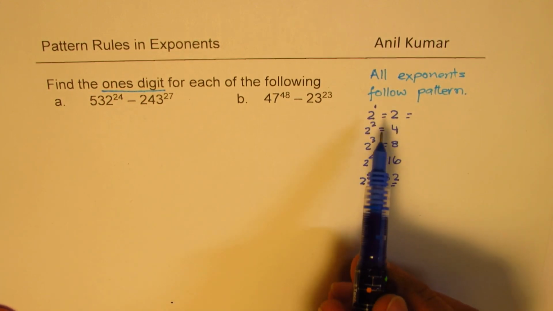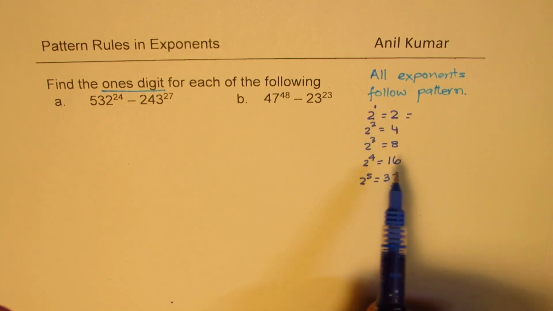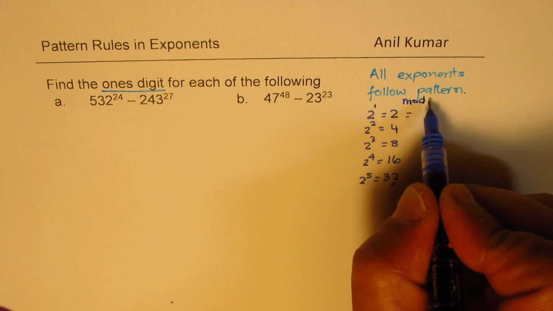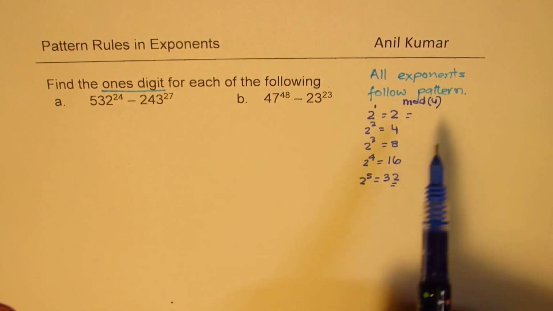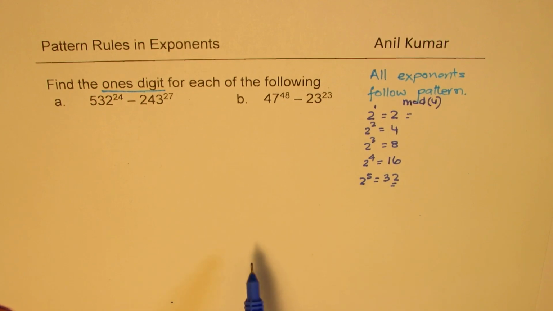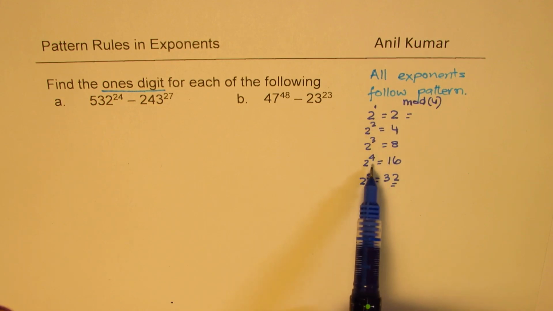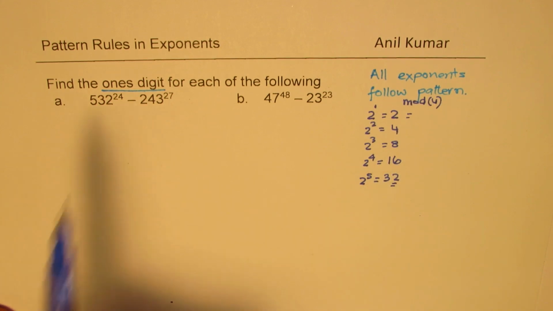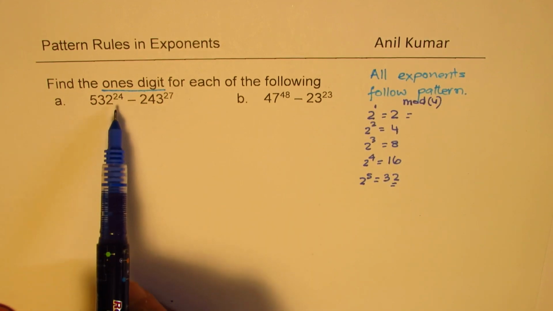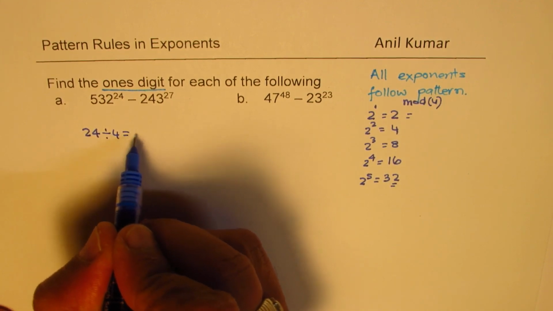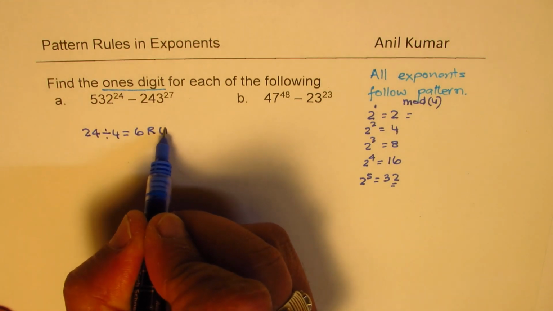Ones place will be 2 for all powers which are 1 more than a multiple of 4, correct? So we use the term mod 4, basically. If you divide the exponents by 4, then the remainder will tell you what power to match: 1, 2, 3, 4. 4 means 0, right? Remainder 0 means multiple of 4. So now 24 is basically a multiple of 4. You know, 24 divided by 4 is 6, remainder 0, correct?